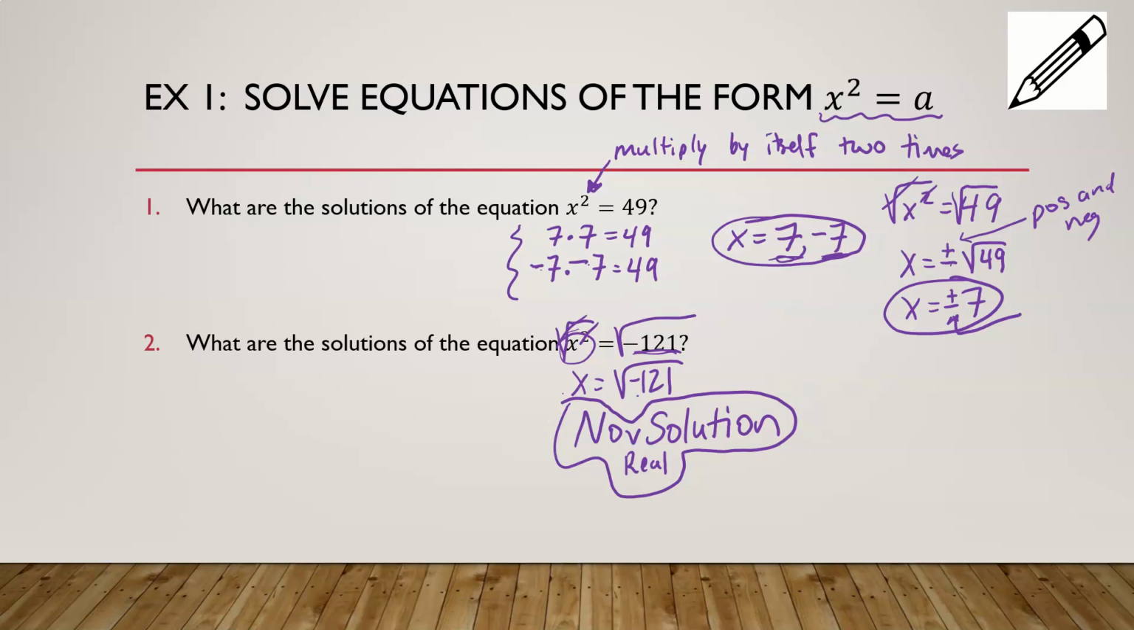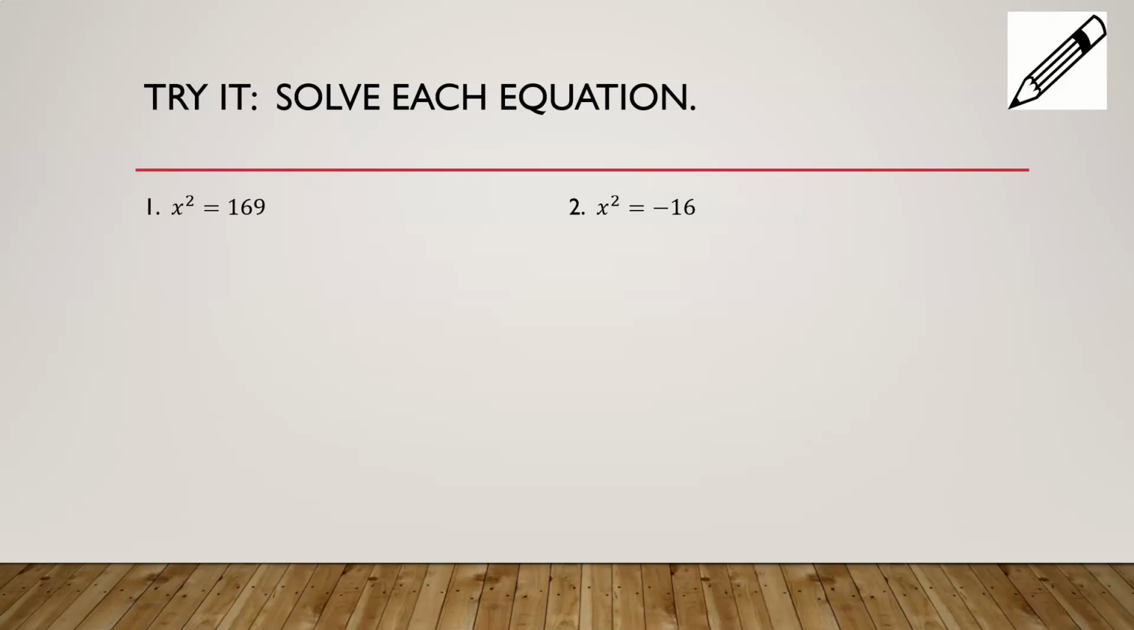If you have x squared equals a number, square root both sides. Don't forget, when it is a nice square, you take a plus or minus, and if you're taking the square root of a negative, it doesn't work, no solutions. So pause the video and try these two on your own.